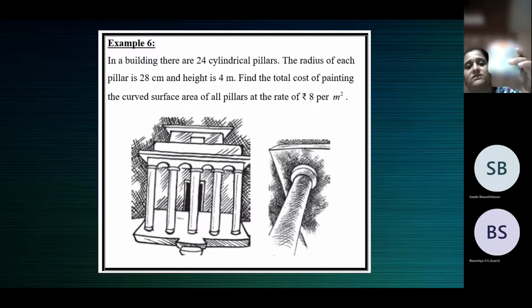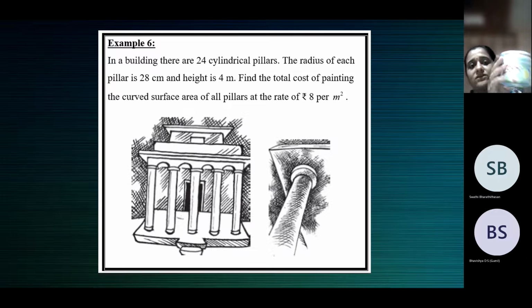So right circular cylinder. This is the curved surface area. Area of the top circle, area of the bottom circle. So basically a cylinder has a curved surface. This is the curved surface.